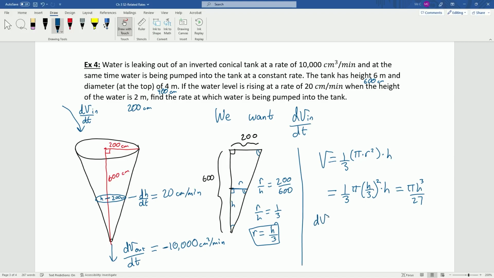So now when I take my derivative of this volume with respect to time, I'm going to get pi times 3H squared over 27. And I have to apply the chain rule, so I get times dH/dt. Now 3 over 27 is 1/9. Pi H squared over 9 times dH/dt.